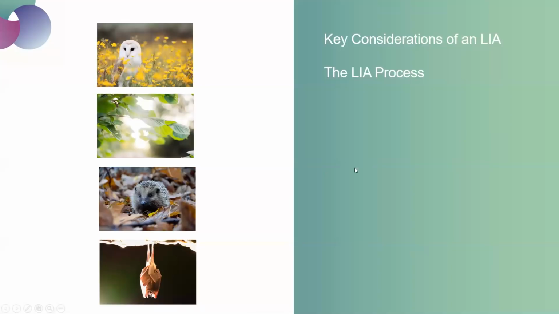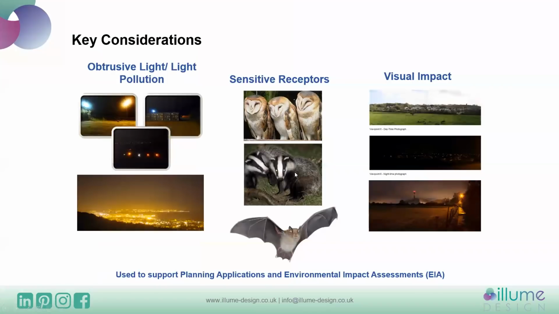So the lighting impact assessment process, a brief overview. Not only will we consider sensitive receptors from the outset, which could be bats, but also other types of wildlife, such as barn owls, badgers, birds. Also, we need to consider obtrusive light and light pollution. So this is the impact on the dark night sky, and also on humans that may be living close to an area that's being lit, such as light going into people's bedroom windows. Then another aspect of a lighting impact assessment is to consider the visual impact, which is often done in conjunction with the landscape professionals.